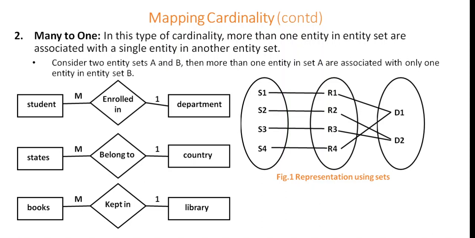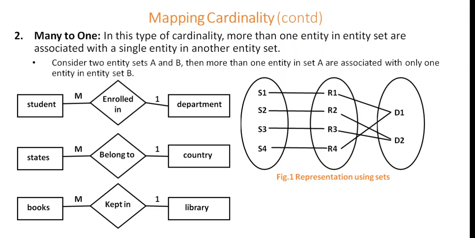Here the first oval shape, or the first entity set, that is S1, S2, S3, S4, is used to show the entities in the student entity set. Then the third oval shape, that is D1, D2, these are the names of two departments. D1 is one department and D2 is another department. And here the middle oval shape, that is R1, R2, R3, R4, these are the relationships.